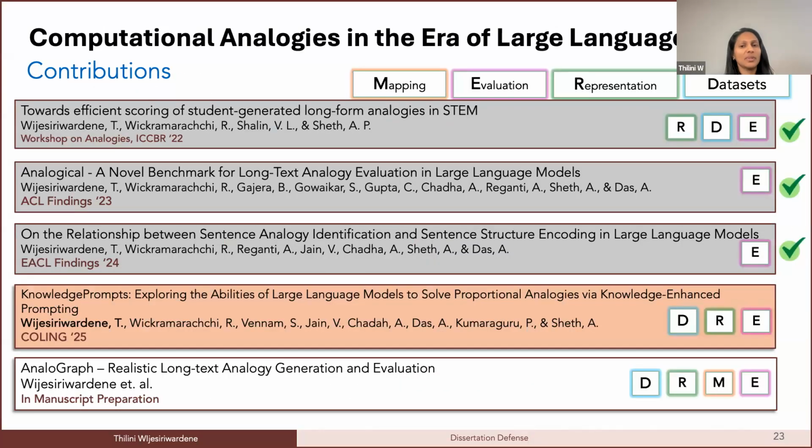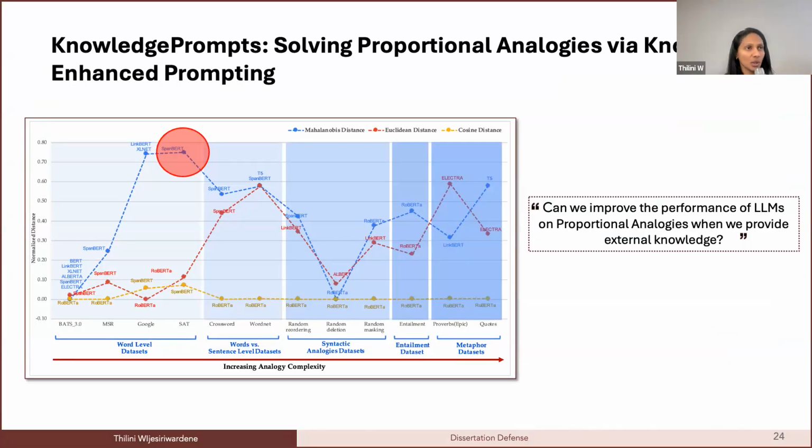Okay, so moving on. This is the fourth work, and let me talk about the motivation for this work. It is called knowledge prompts, solving proportional analogies via knowledge enhanced prompting. So first, the motivation. I told you before, we saw these results and we wanted to figure out what is happening here. So that is what we are doing basically.